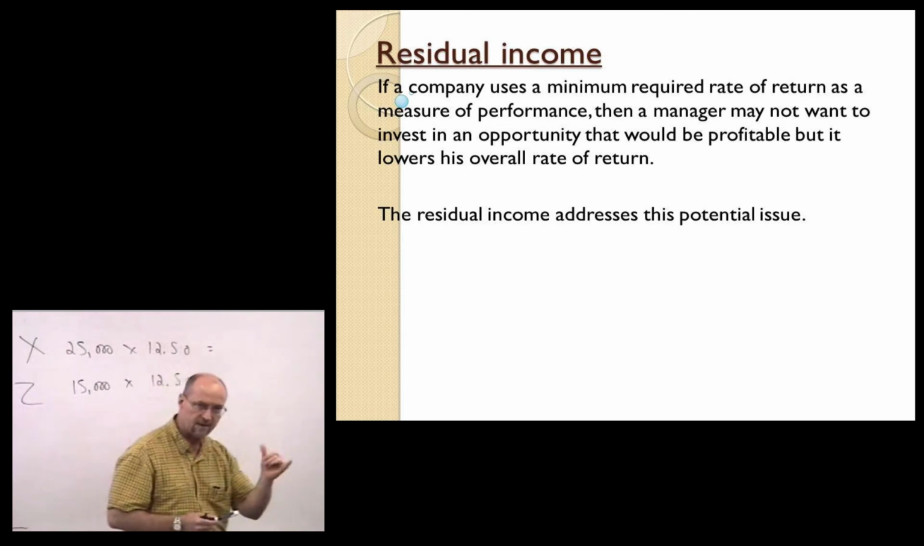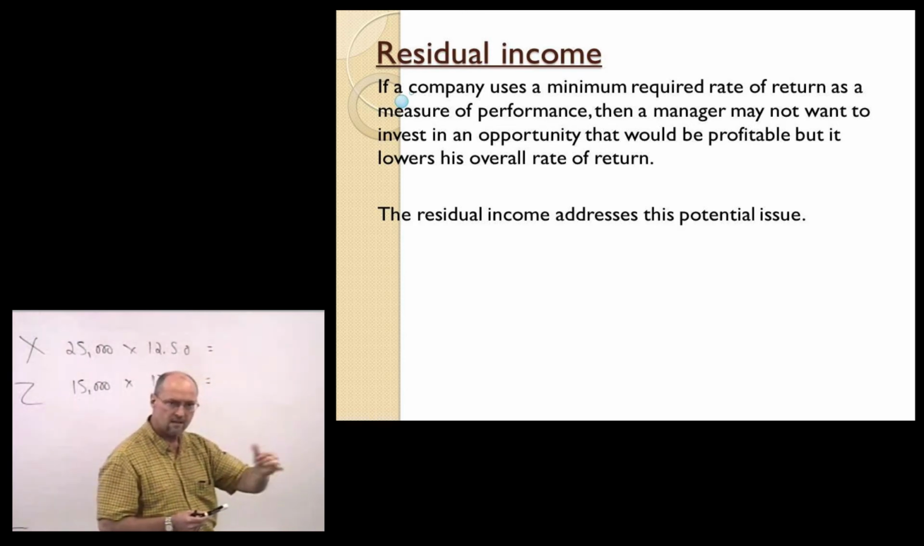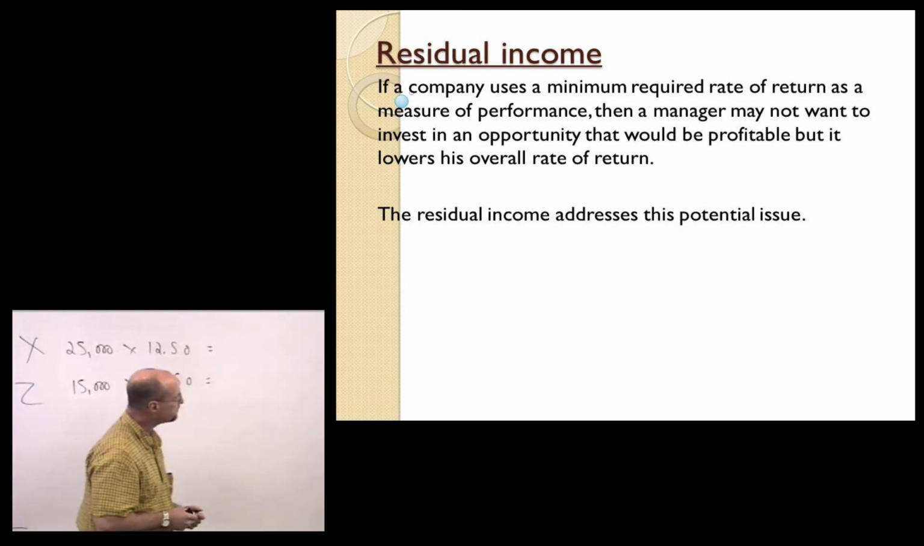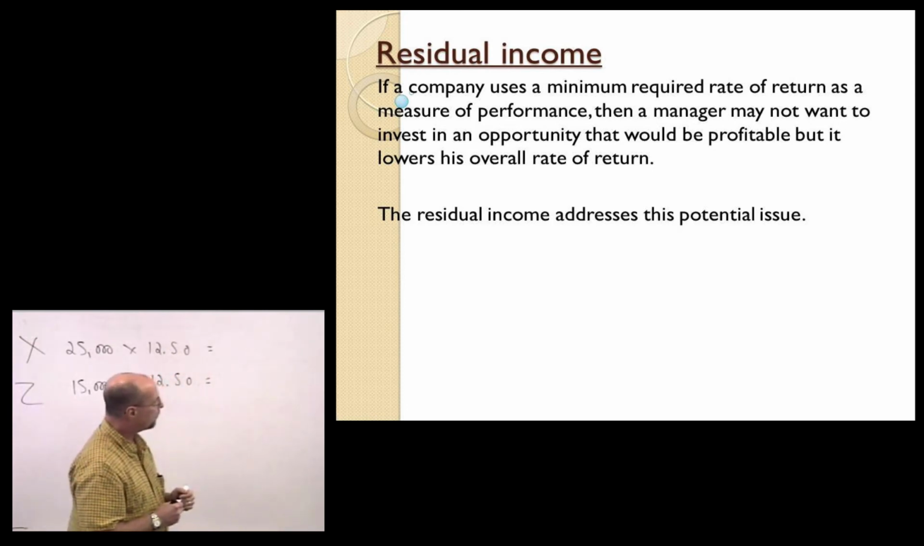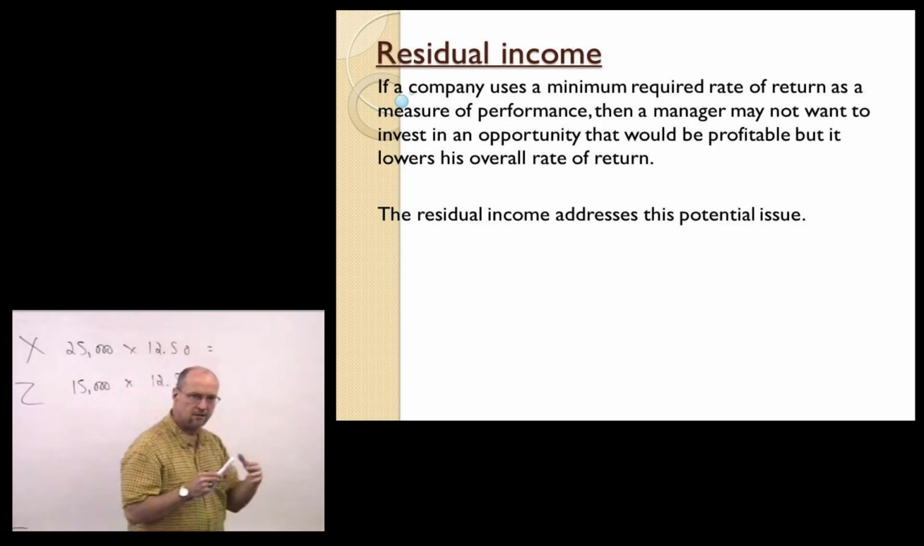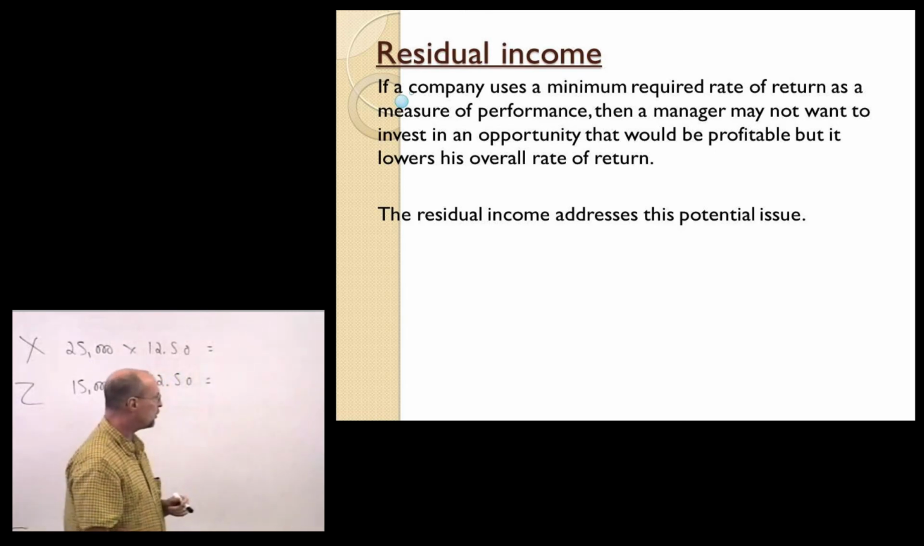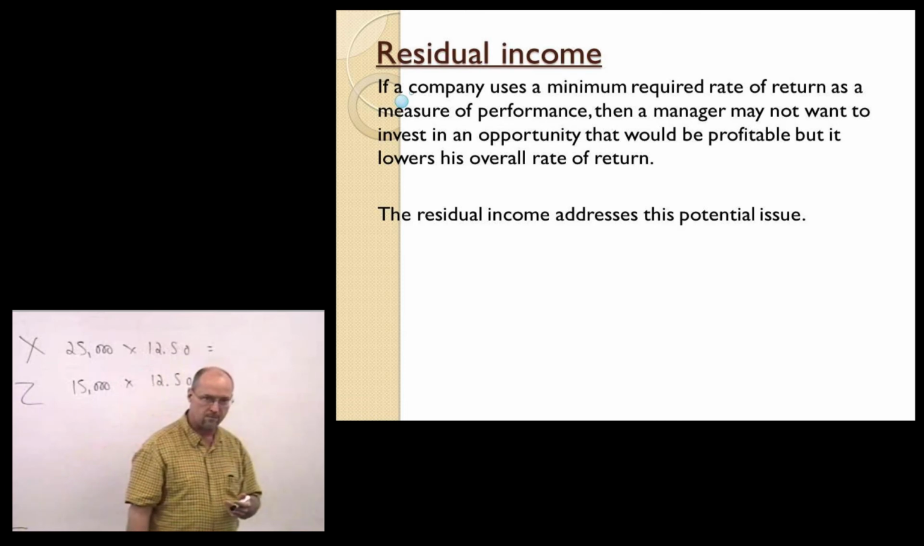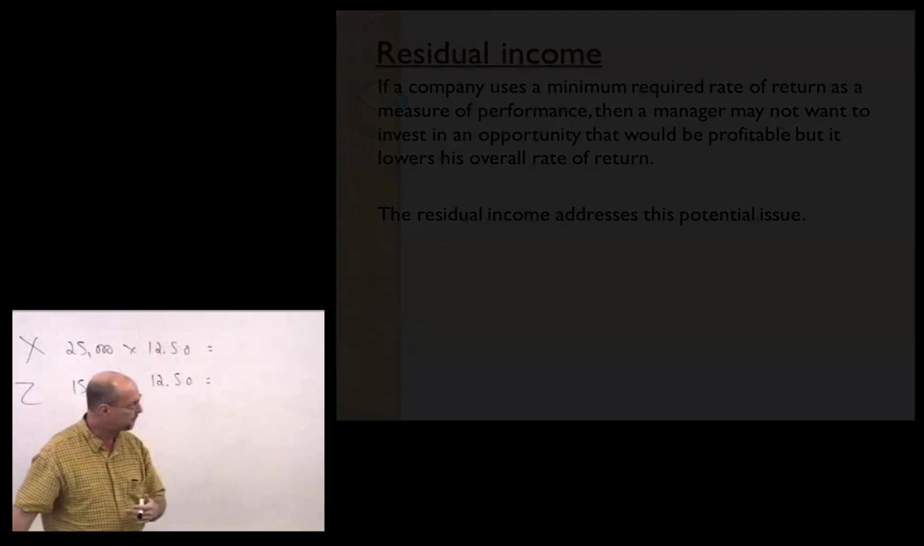If we're looking at alternative A, B, or C, we're going to compare those to the minimum required rate of return. Now, if a company uses minimum required rate of return as a measure of performance, then a manager may not want to invest in an opportunity that would be profitable for the company, but it may lower that particular division or department's rate of return. Okay? And this is why we have the residual income method to evaluate performance, because it addresses this potential conflict between department and overall company. Let's take a look.